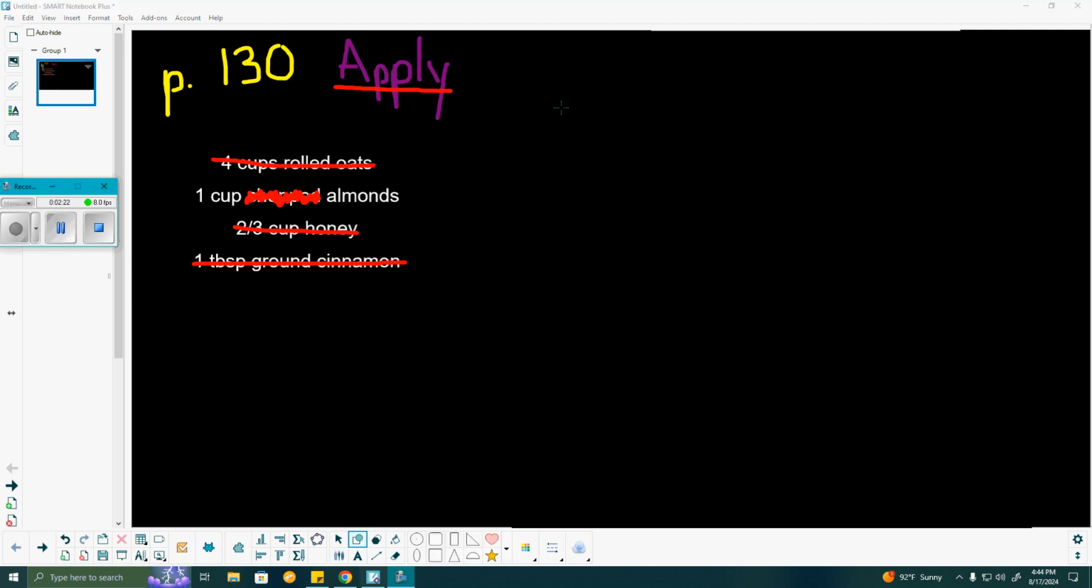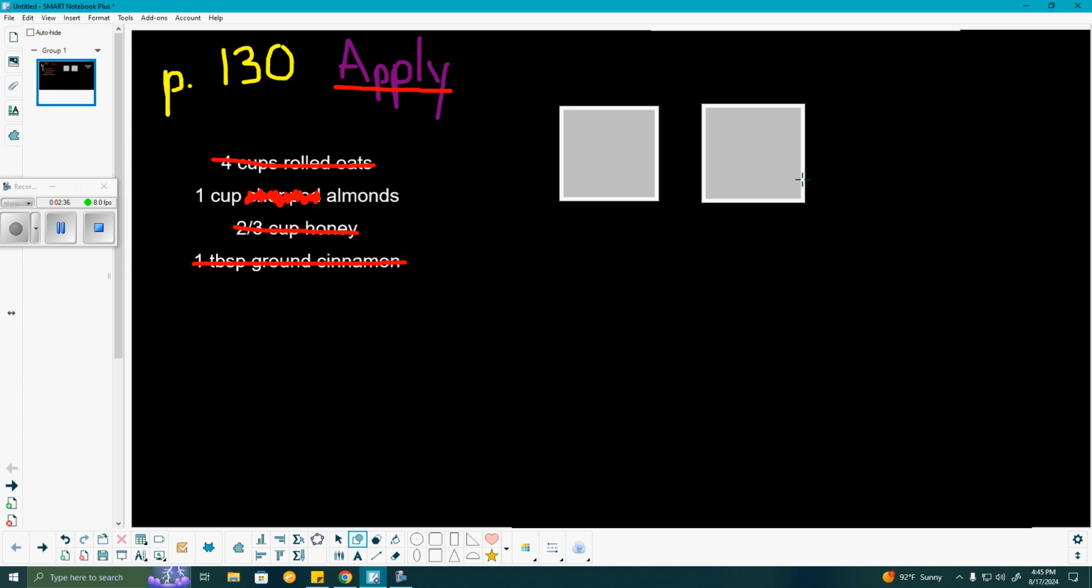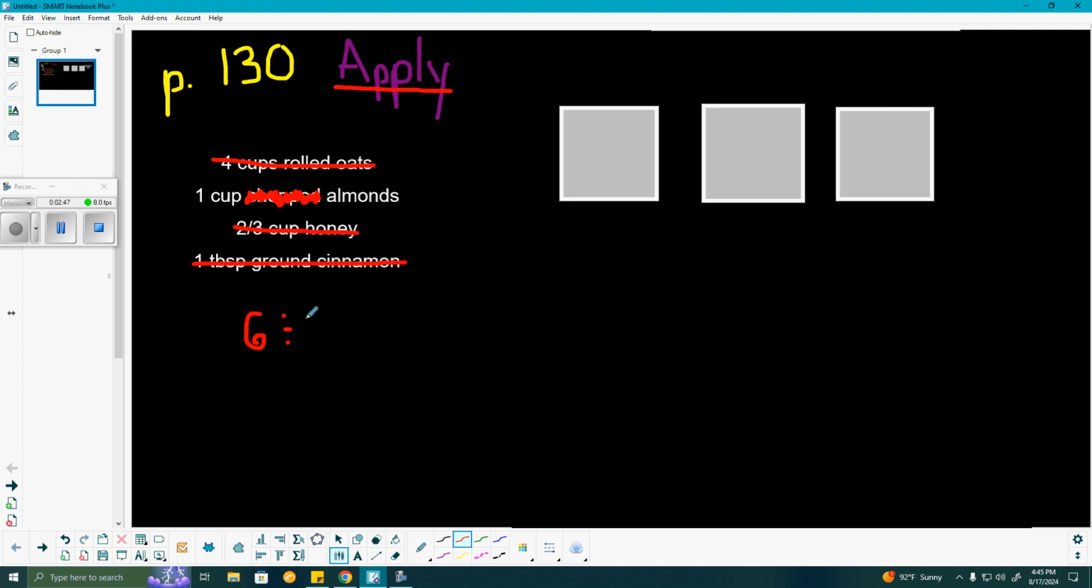Now, our recipe makes a total of 6 cups, and the students are going to put 2 cups of mixture into a bag. So we're going to be dividing the 6 cups by 2 cups per bag. So 6 divided by 2 is going to equal 3 bags. That's why I have my 3 Ziploc bags here.